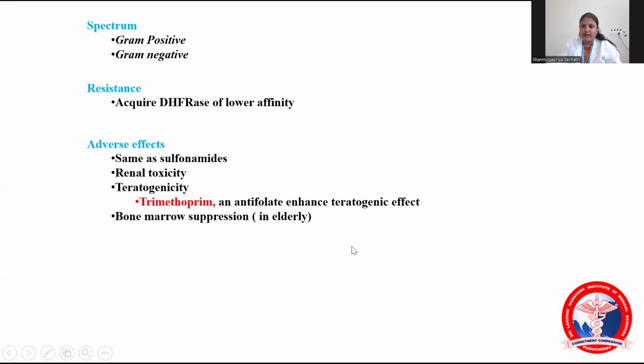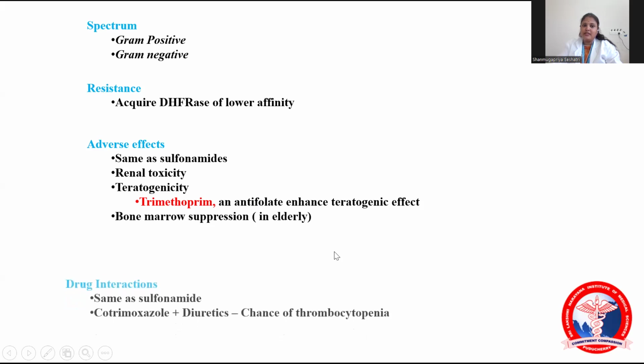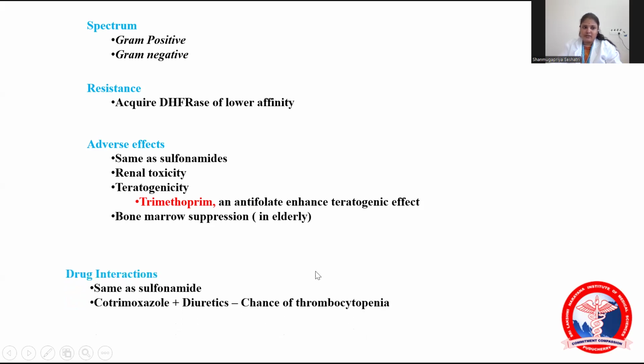That is why it is contraindicated in pregnancy. So at the outset, your sulfonamide and cotrimoxazole are contraindicated in pregnancy. Okay. And it can also cause bone marrow depression in elderly. Hence, it is not preferred in elderly patients.